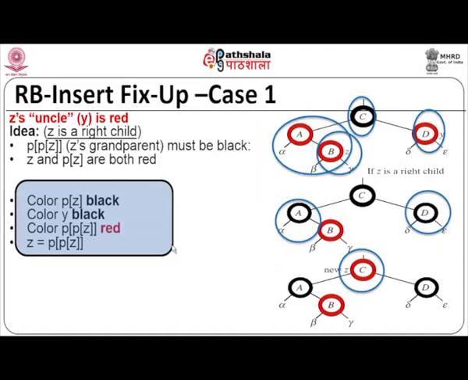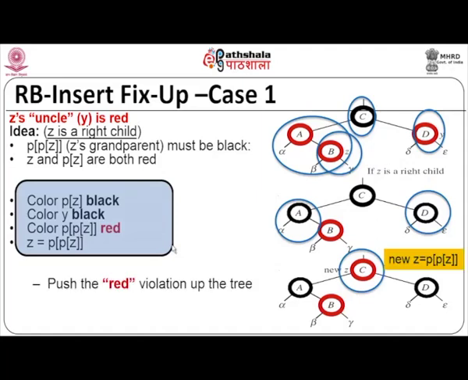So, I will just repeat it. You have some conditions you have to meet. One is Z is a right child of wherever you are going from. Then the uncle is red, Z's uncle is red, its grandparent is black and Z and its parent are both red. Then this is a case of case 1. What is the solution? You color the parent of Z black, the uncle also black, then change the color of the grandparent to red and then make the grandparent the new Z. This is the fix up for case 1.